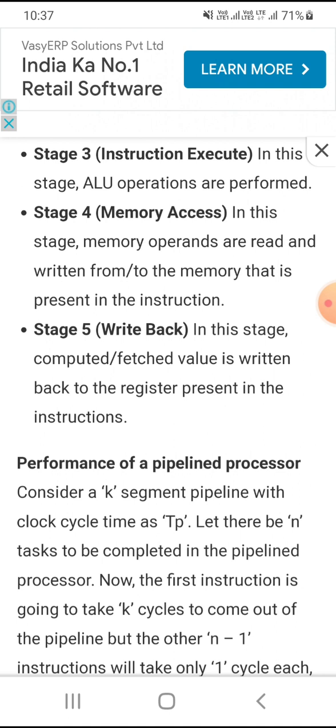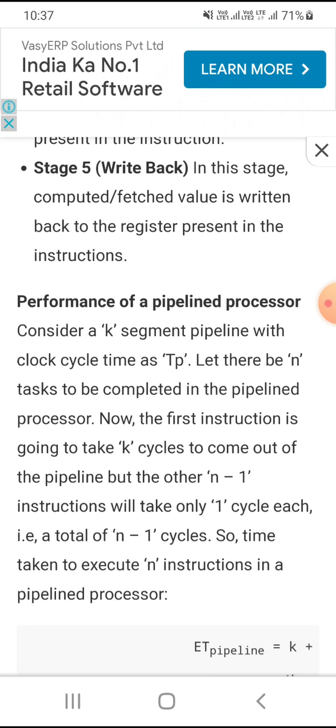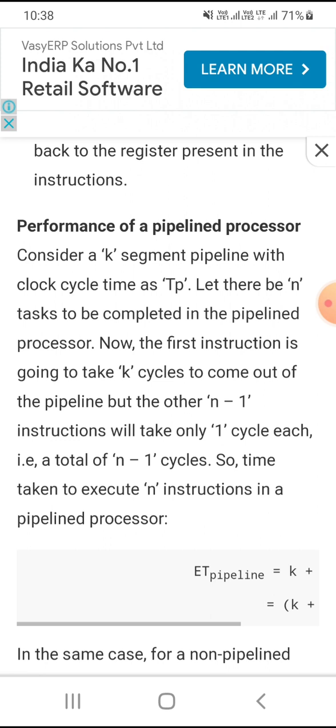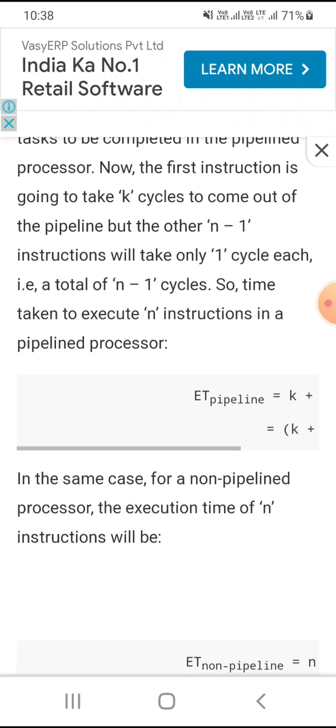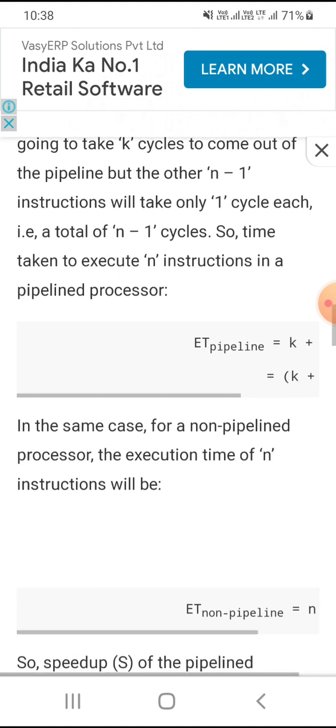Performance of a pipeline processor. Consider a k-segment pipeline with clock cycle time Tp. Let there be n tasks to be completed in the pipeline processor. Now the first instruction is going to take k cycles to come out of the pipeline, but the other n-1 instructions will take only 1 cycle each, so a total of n-1 cycles. So the time taken to execute n instructions in a pipeline processor is calculated accordingly.